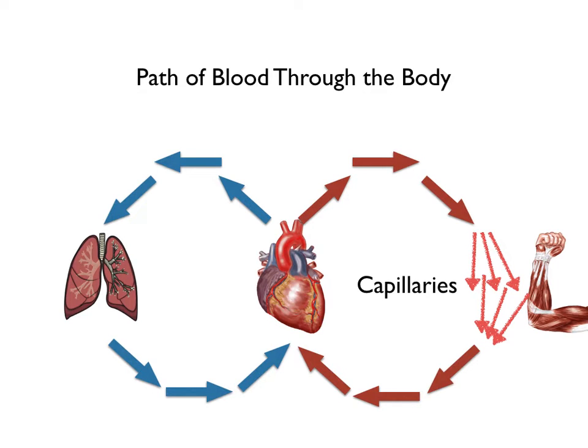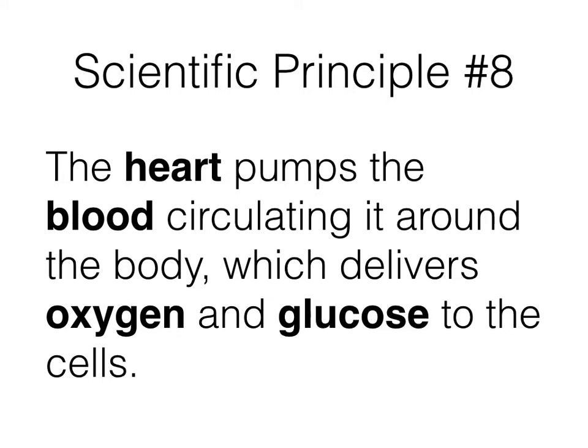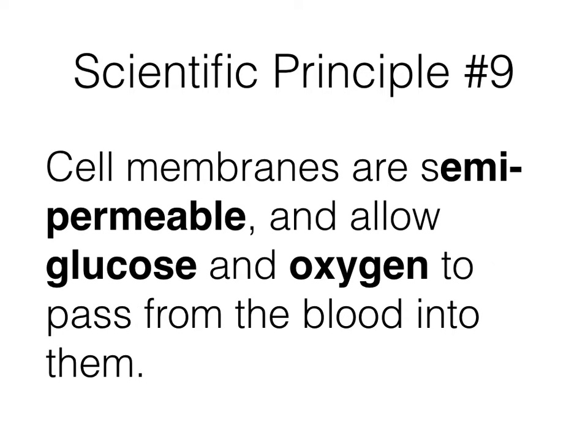So write down our next principle: the heart pumps the blood, circulating it around the body, which delivers oxygen and glucose to the cells. Now you already have a principle that explains how these things get into the cells, because we know that cell membranes are semi-permeable and allow glucose and oxygen to pass from the blood into them.